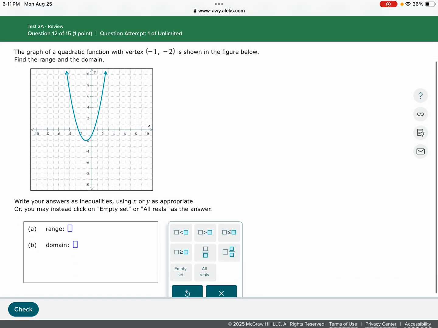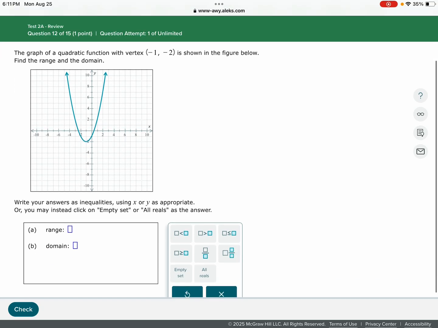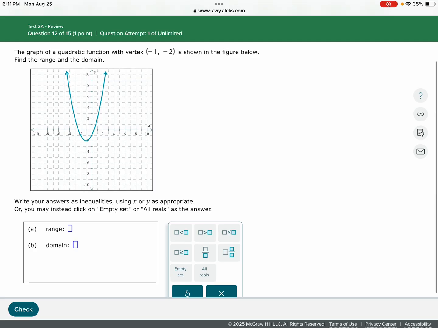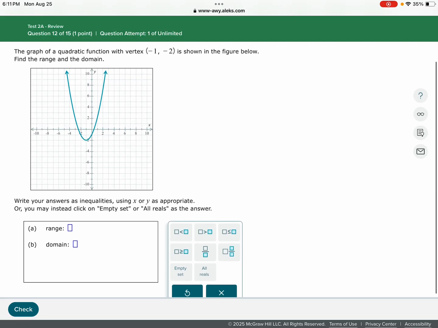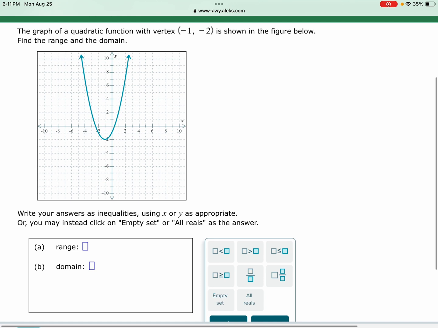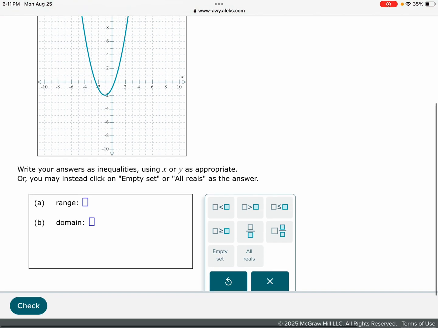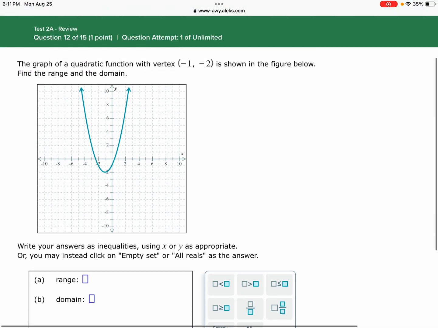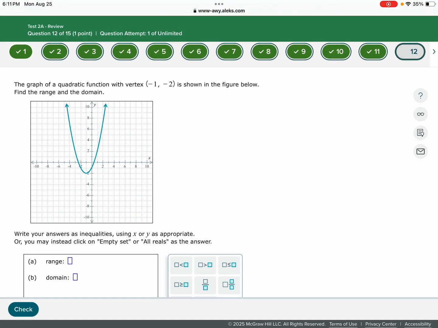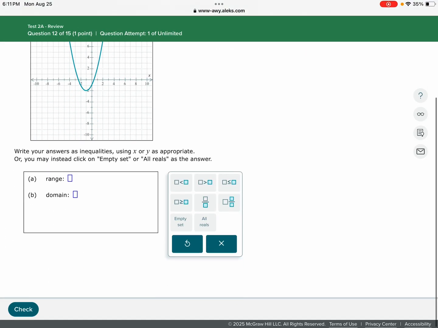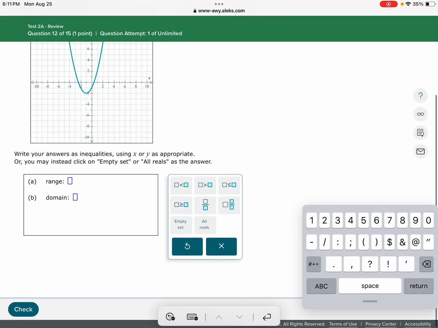The graph of the function with a vertex of (-1, -2) is shown in the figure below. Find the range and the domain. Write your answers as inequalities using x or y as appropriate, or you may instead click on the empty set or all real numbers as the answer. This is a parabola, so that's going to be easy for me. For the domain, that's going to be all real numbers. Yep.